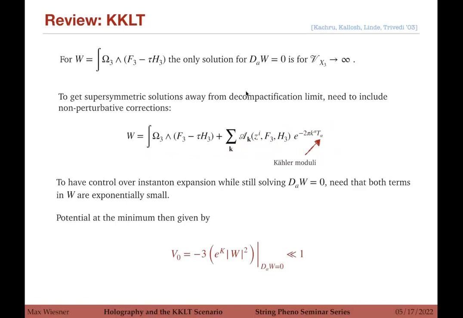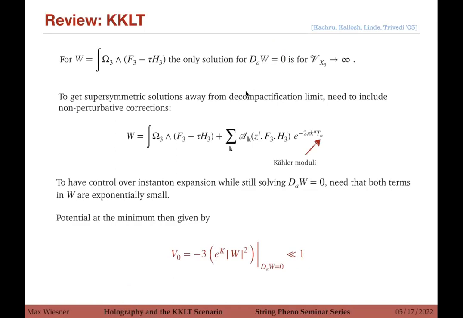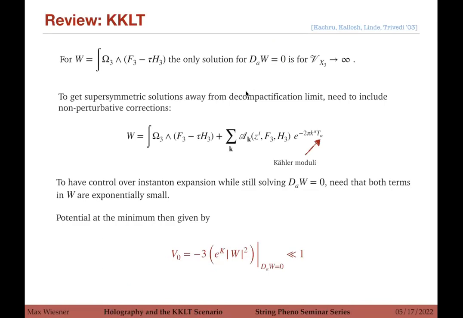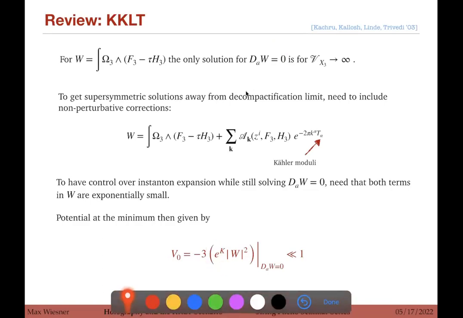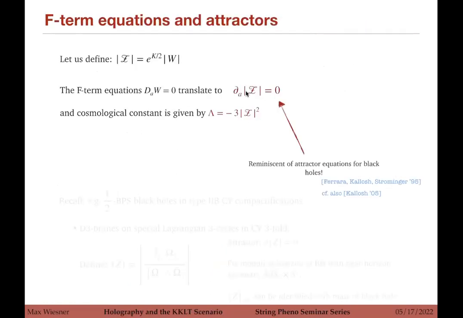Then the potential at the minimum, if you just plug this into the F-term condition, is given essentially by the value of the superpotential squared times the scalar factor. And this needs to be, of course, exponentially small if W is exponentially small.